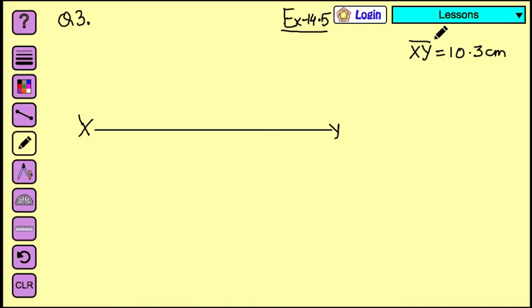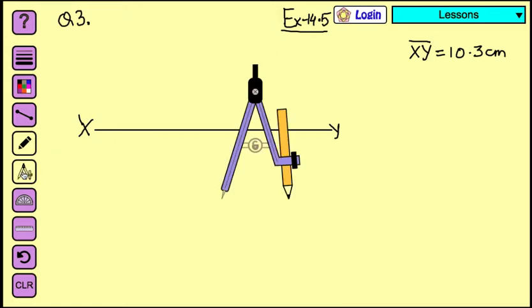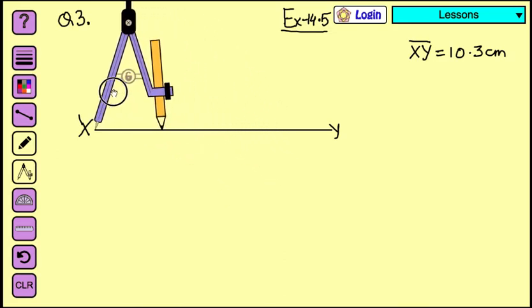So the question is asking you to draw a perpendicular bisector. To draw a perpendicular bisector, we need a compass. Now compass is having one pointed needle here and a pencil. Always use a sharp pencil. Now place one end of the compass on one end of the line.